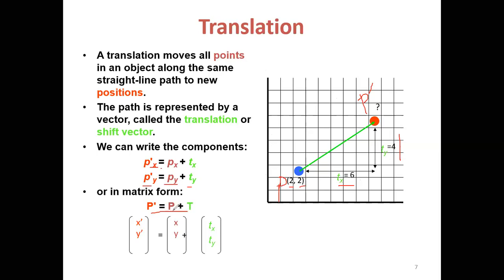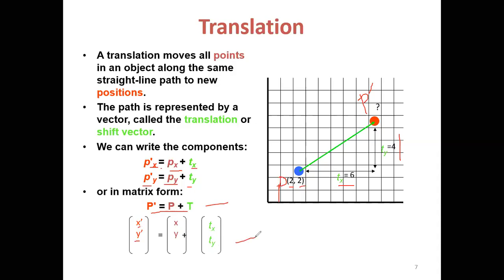And what is the advantage of writing like this? Here I have to specifically mention px, tx, py, ty. But if I write in a matrix form, it will automatically do the calculation for x and y. This is number one. Number two, you see the x prime y prime here equals xy in a bracket plus tx ty. So I can represent it in this way or in this way.